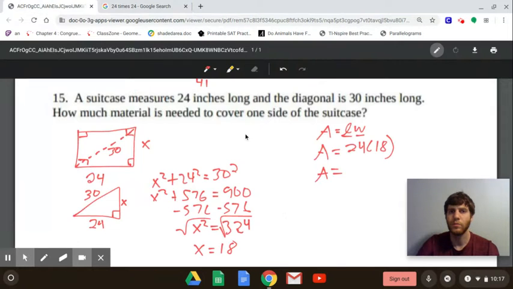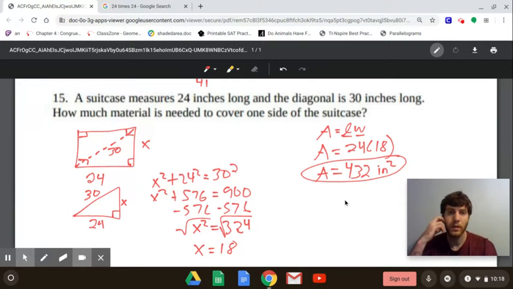Which is 432. And that is in inches, so it's going to be inches squared. So we had a suitcase. They gave us the diagonal, which is the hypotenuse of the right triangle. We used the Pythagorean theorem, a squared plus b squared equals c squared, to find the width. Once we found the width, we could find the area, because area of a rectangle is length times width. So it's going to take 432 inches squared of material to cover that side of the suitcase.